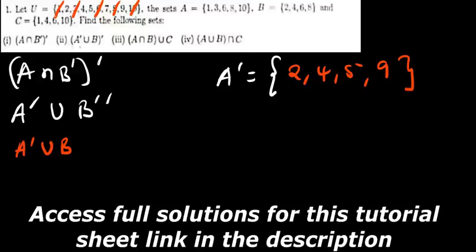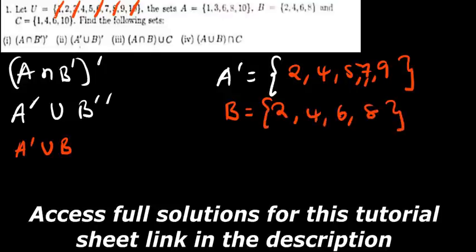So my A complement is 2, 4, 5, even 7, right? I've forgotten 7. I'm supposed to put 7 here. Okay, that is my A complement. Then what is my B? B we have already been given that it is 2, 4, 6, 8. Now we want just to rewrite all the numbers which are found in A complement and B, but we have to write them together.